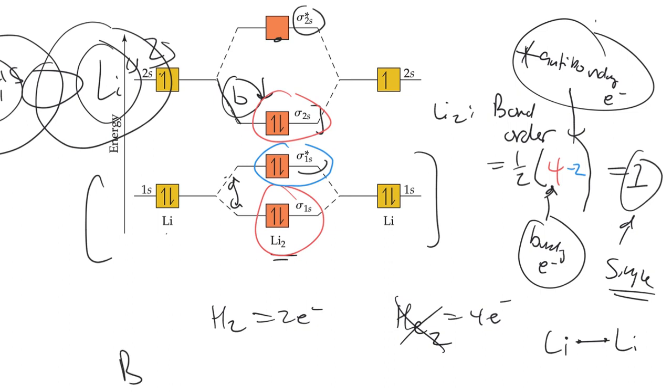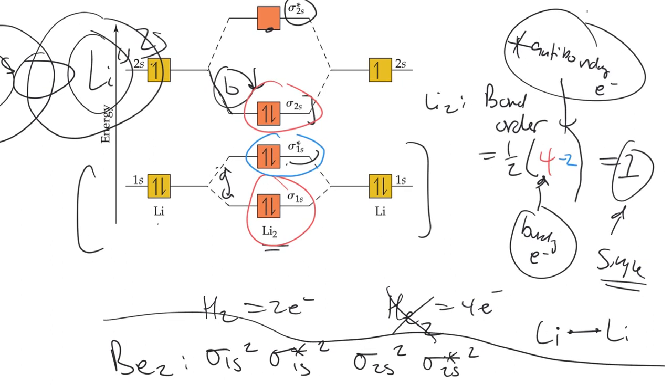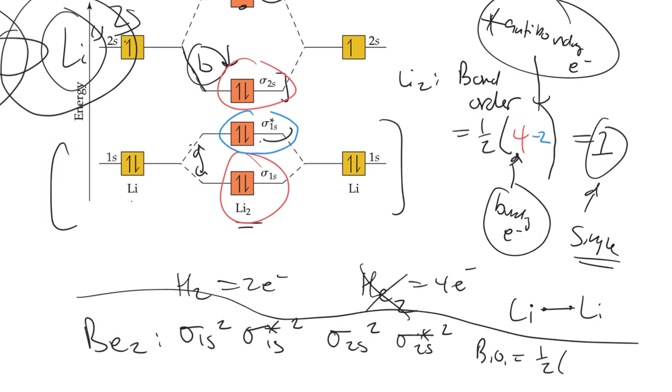So for Be2, if we want to imagine what Be2 would look like, we could do an electron diagram for its molecular orbitals. So we'd have a sigma 1s2, meaning we have 2 electrons in a sigma 1s orbital. We'd have 2 electrons in the sigma star 1s orbital. We'd have 2 electrons in the sigma 2s, and then 2 electrons in the sigma star 2s. And so, of course, we'd have 4 bonding and 4 anti-bonding electrons. So for Be2, our bond order would be a half times 4 minus 4. So we'd expect Be2 as a diatomic molecule to be unstable, that it wouldn't form an actual bond between those atoms.